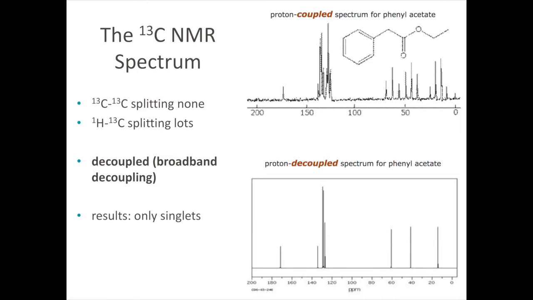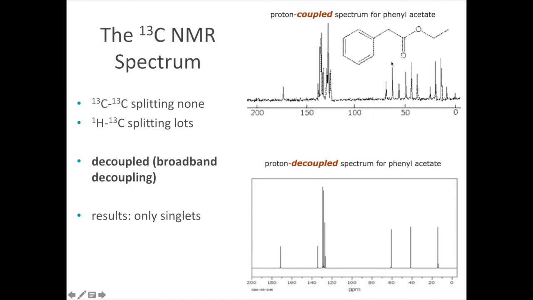To remedy this, we would have to do what is known as broadband decoupling. So sometimes when we see a spectrum, you may see that it's labeled as proton decoupled. Let's take a look at an example of this molecule, ethyl phenyl acetate. On the top here is the proton coupled, just a regular spectrum, and on the bottom is the more useful proton decoupled spectrum. Okay, so let's correlate this and see what happens here.